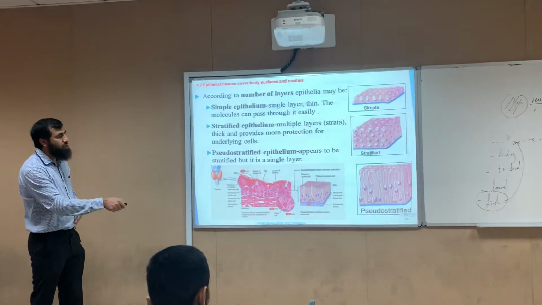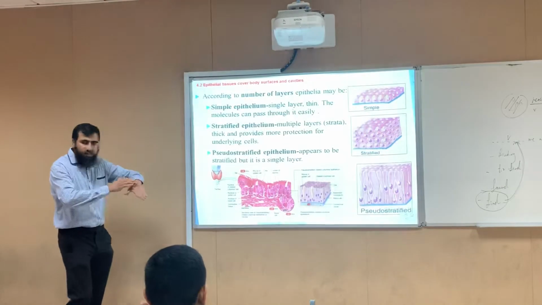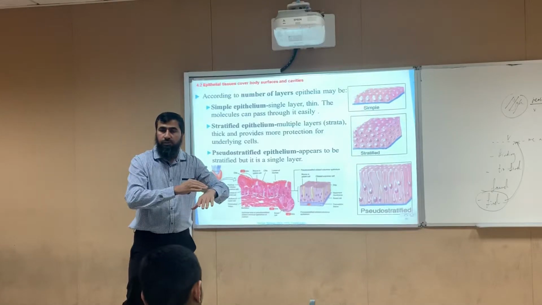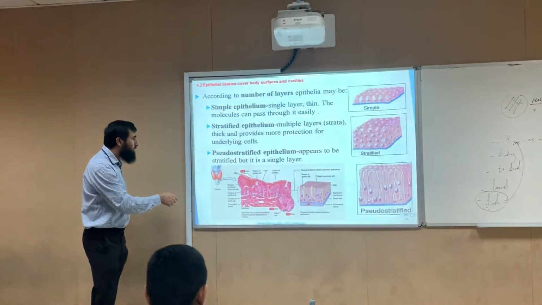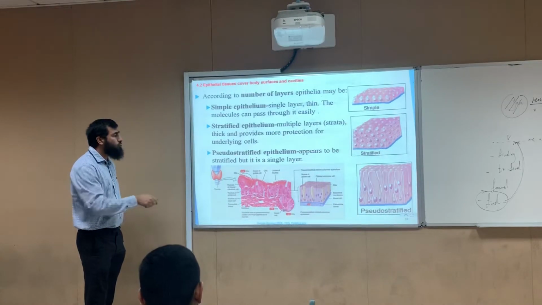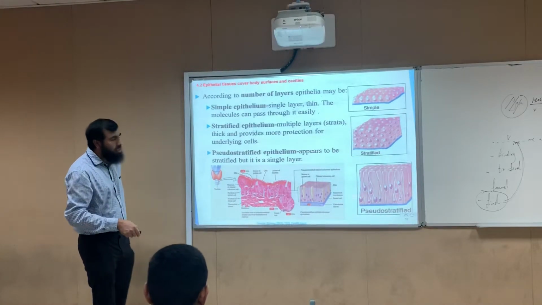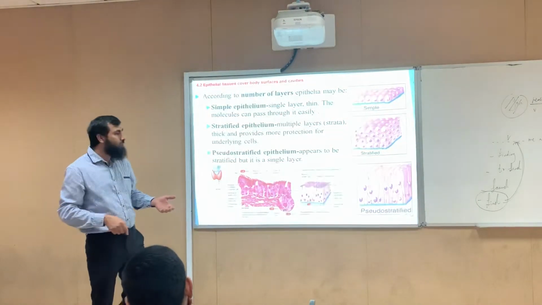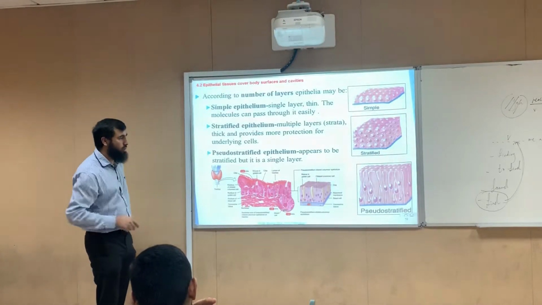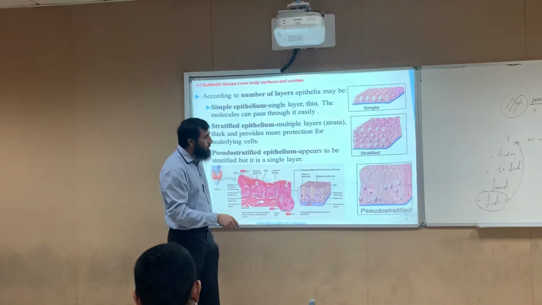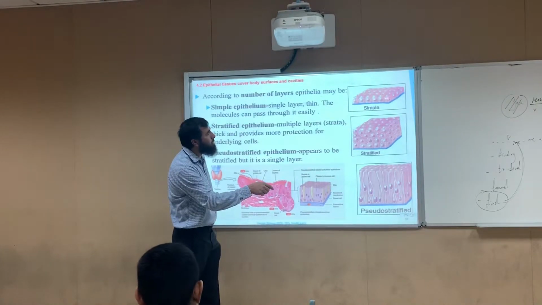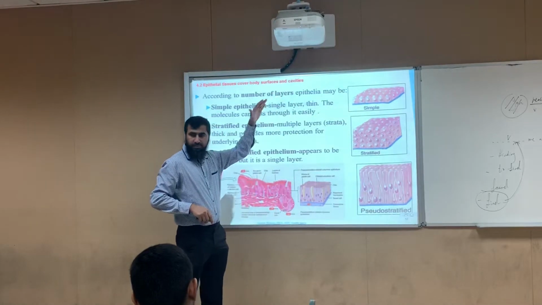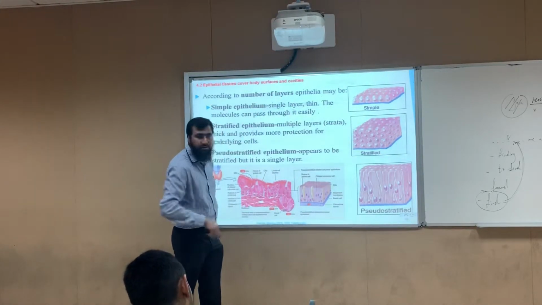Stratified is more for protection, because with a lot of layers, like the skin is stratified, lots of layers of epithelial tissue is important for protection. Sometimes it is called pseudo-stratified. It means that it's one layer, but it looks like it's multi-layered. The reason is because of two things. One, if you have a look at the simple layer, you see all the cells are facing the free surface, correct? In pseudo-stratified, not all the cells face the free surface.